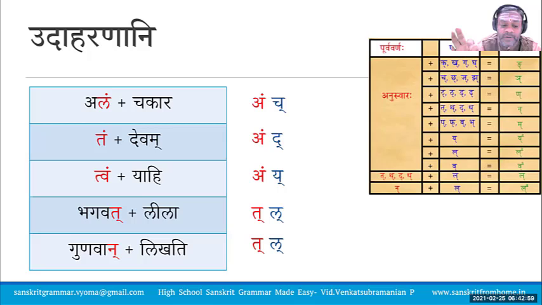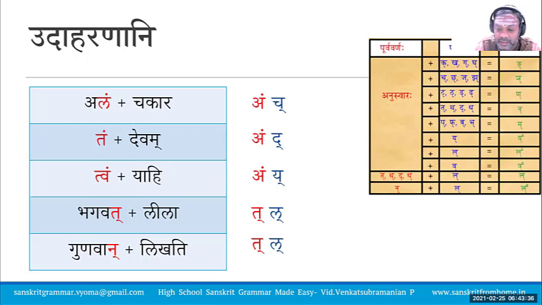Same way, Bhagavat plus Leela. Here you have Lakara. It is an Avargiya Vyanjana. Therefore, the Savarna for Lakara is Lakara itself, but with an anunasika symbol on top, so that Bhagavat Leela is pronounced as Bhagavan Leela. Gunavan Likhati. Now, Bhagavat Leela I have to explain with another rule.